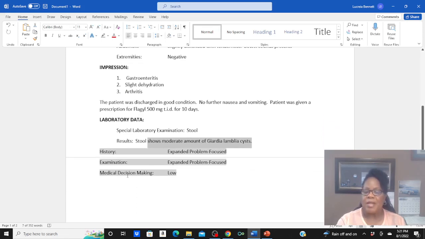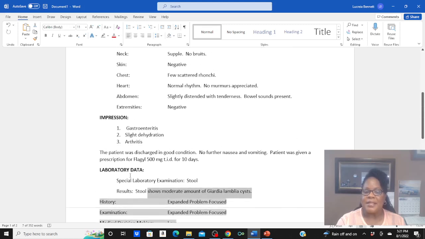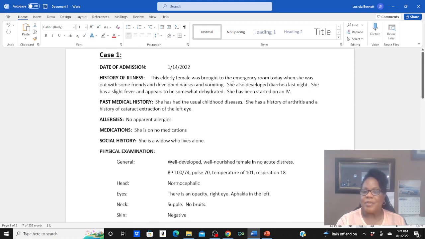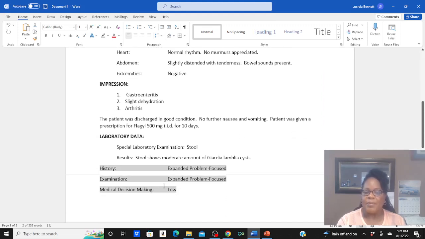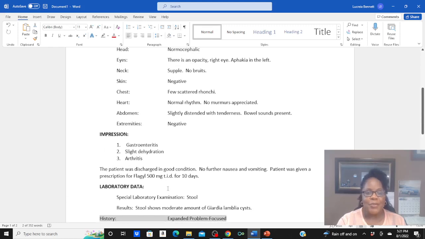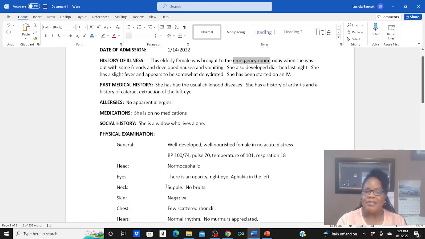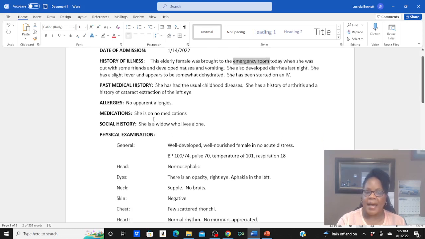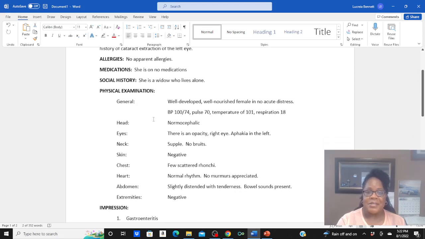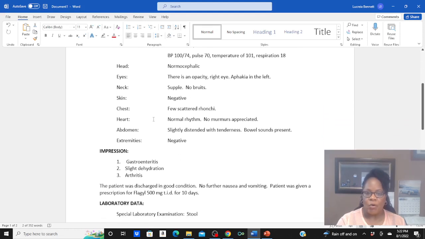and notice the level of history, exam, and medical decision making. This is an ER visit, so make sure you're able to capture the E/M for this type of visit. All right, guys, read back through this case. I'm going to move down it slow. Pause, stop your video so that you read the entire case and identify the ICD-10-CM and CPT codes for this visit.